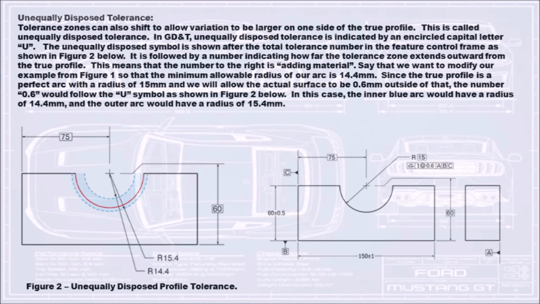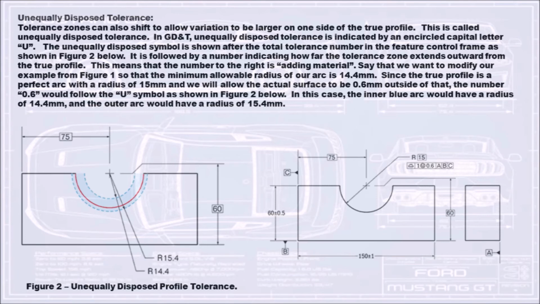In GD&T, unequally disposed tolerance is indicated by an encircled capital letter U. The unequally disposed symbol is shown after the total tolerance number in the feature control frame as shown in figure 2 below. It is followed by a number indicating how far the tolerance zone extends outward from the true profile. This means that the number to the right is adding material.